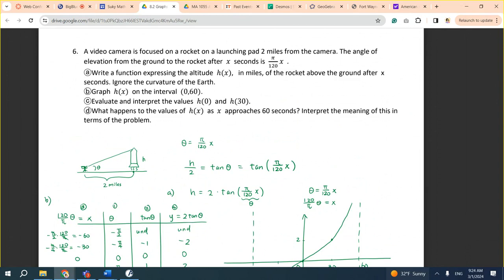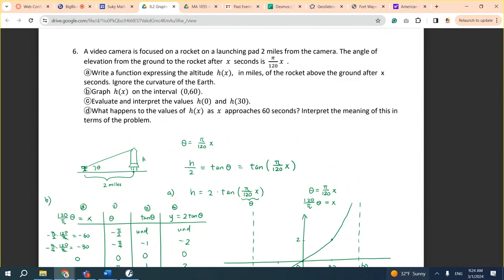Right? That's the first sentence. The angle of elevation from the ground to the rocket x seconds later is pi over 120 times x. This is the angle of elevation. So the second sentence tells us that theta is pi over 120x. And part A: find a function expressing the altitude h of x in miles of the rocket above the ground after x seconds. Ignore the curvature of the earth.